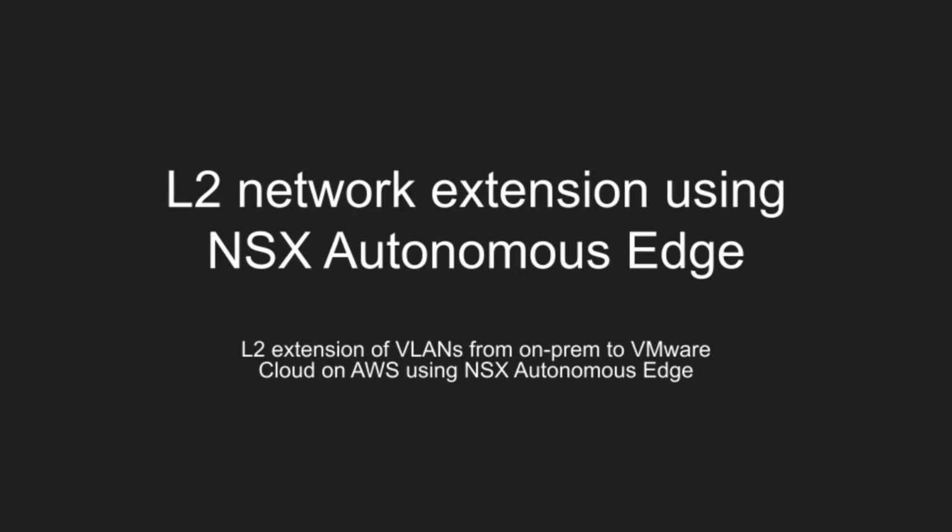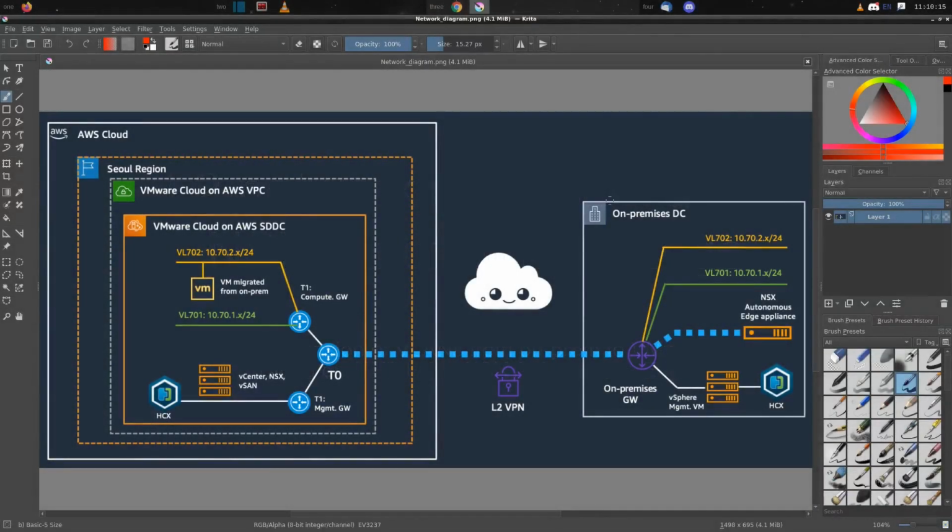This is a quick guide for showing how to do L2 network extension using NSX Autonomous Edge. So we have an on-prem DC, and we have a VMware Cloud on AWS SDDC. We have two networks, two VLANs on-prem, 701 and 702, that we want to extend to the cloud. And we will do that across an L2 VPN tunnel.